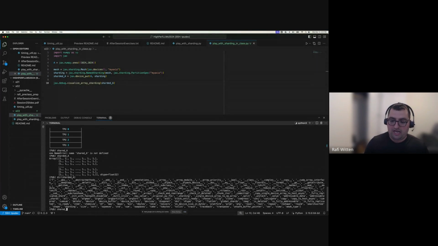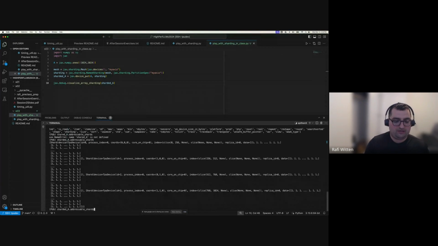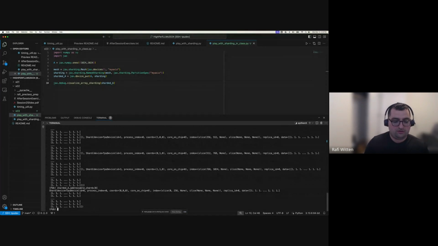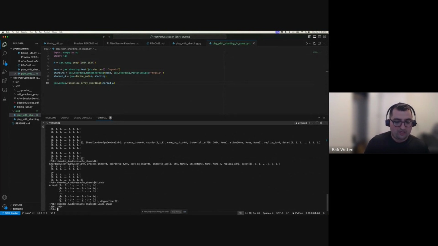Sharded A dot addressable data. Addressable shards, I think is what we want. Okay, 0 dot data dot shape. Okay, so what we've actually seen is now this tensor, when we think of it as one tensor, is actually being represented as 4 tensors under the hood.